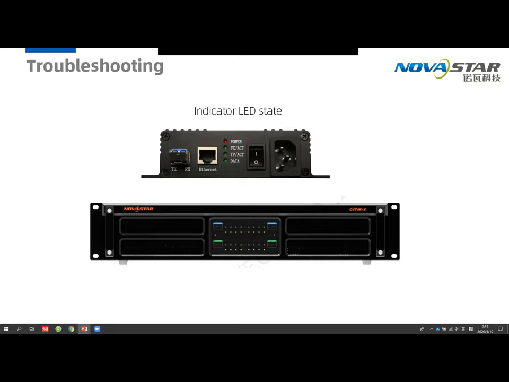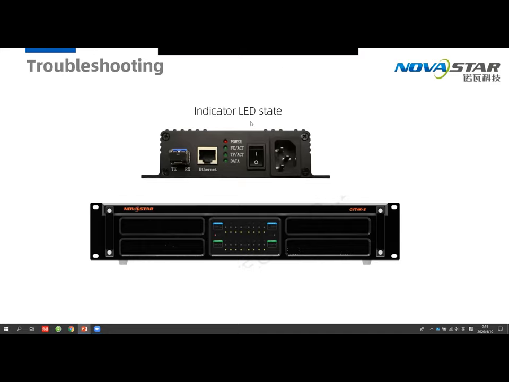So for example, for the CVT 310 or 320, it has four indicator lights. The first one is power, and the second is FX act. It means when the optic fiber communication between two converters is normal, the indicators at both sides are on. When the communication has a problem, only one indicator is on or both indicators are off.